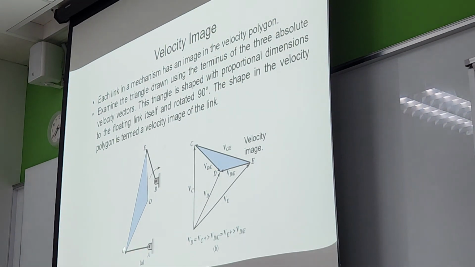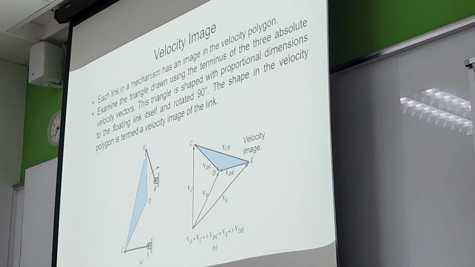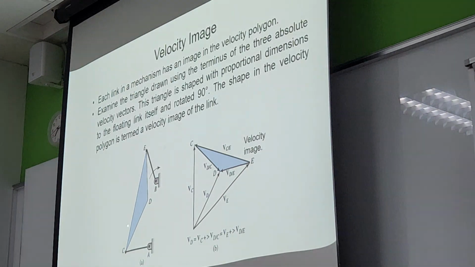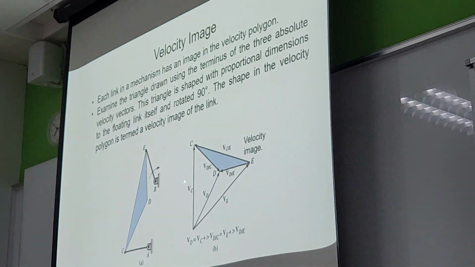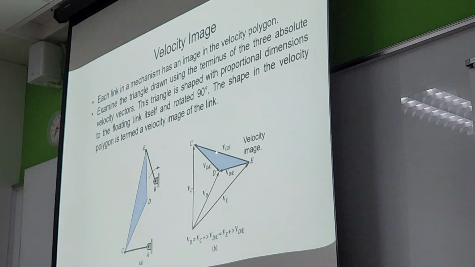Now what you see here is CED. This is the geometric link. When you do the velocities, on the same geometric link you can see a 90 degrees rotation here. Now this becomes your velocity image. If you want to know the velocity at point D, just plot a velocity vector to the point D on this velocity image.